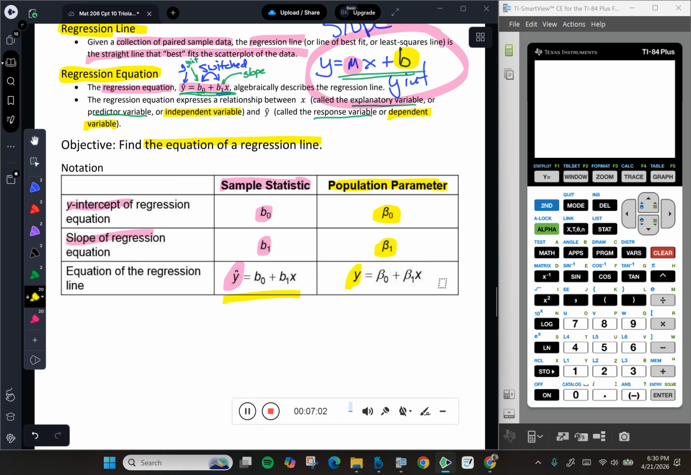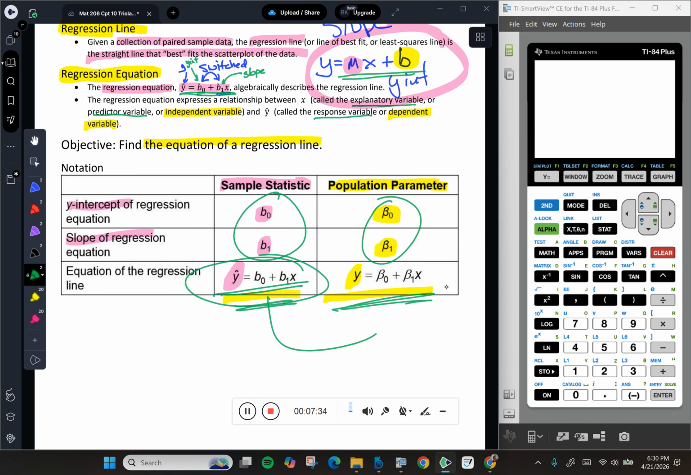Do you see how these are the same structure? Constant plus slope times x, constant plus slope times x. All we're doing is, over here, because it's sample stuff, we're using the sample statistics for our intercept and our slope. And then over here, because it's a population, we're using the population parameters for our y-intercept and our slope. Okay? We're going to find these, and then the argument is that if we've done everything correctly, they should model that really, really well.